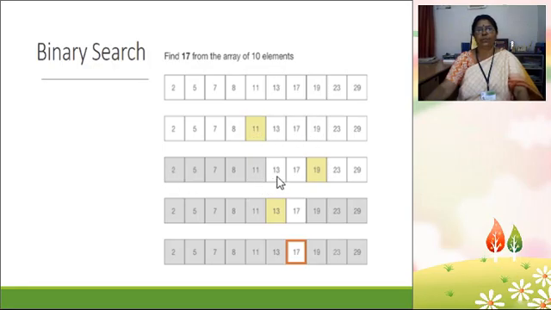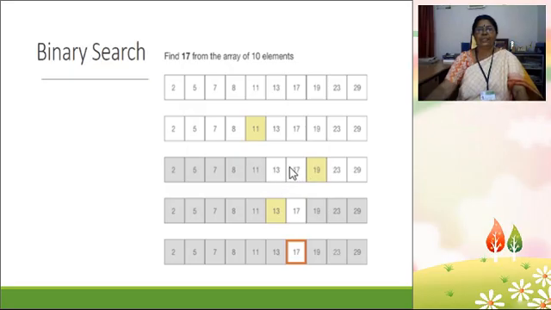Now the search is focused only on the second half of the array. So find the mid element of the second half. There are totally 5 elements, and the mid element is 19. 17 is compared with 19. Now we find that 17 is less than 19, so the search area narrows down to the first half.